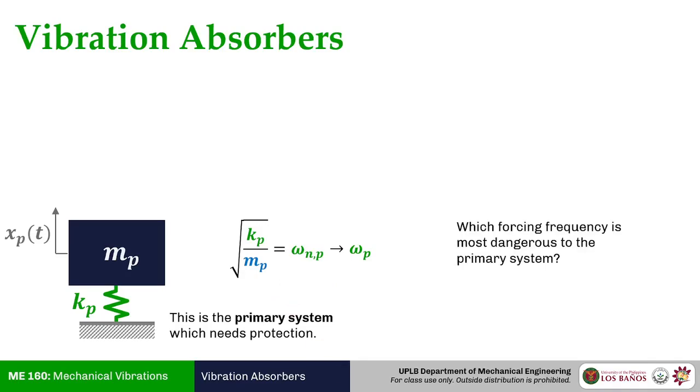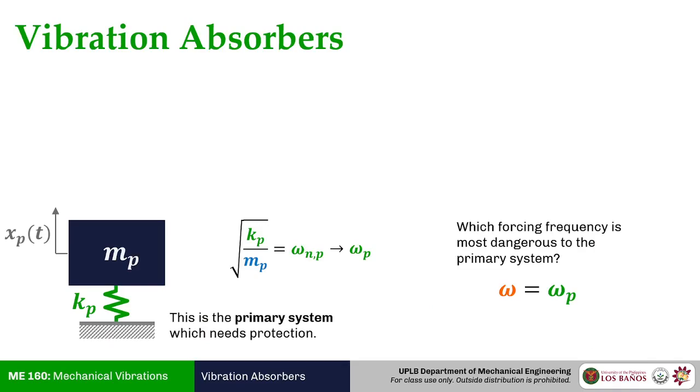So now you might ask, okay, which forcing frequency is the most dangerous to the primary system? Of course, if you have learned anything in ME160, as long as there is no damping, the most dangerous forcing frequency omega for this kind of system is its own natural frequency. So again, this is the most dangerous as long as there is no damping.